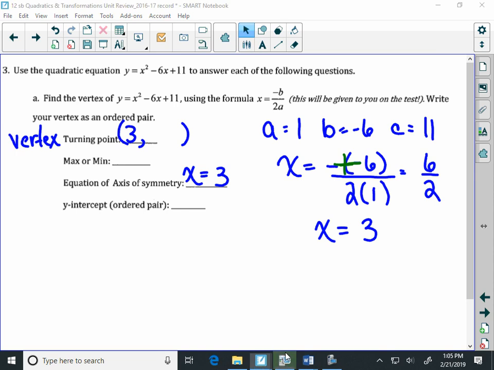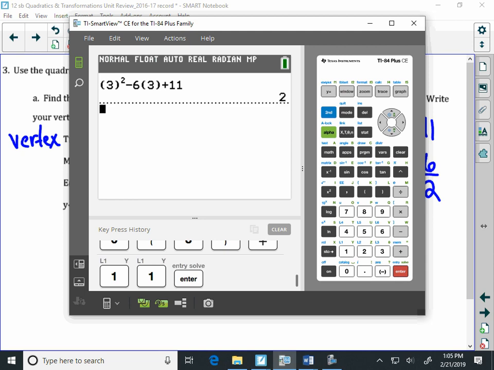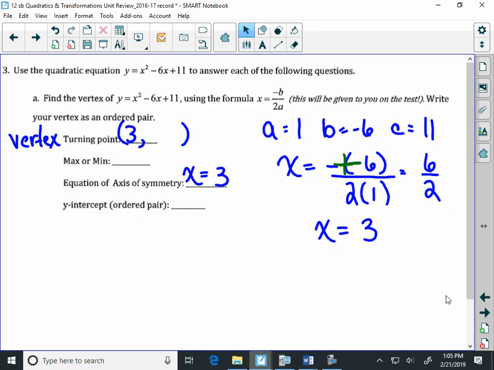So we pull out our calculator and we type in 3 squared minus 6 times 3. We're putting 3 in for x wherever we see it in the equation. Wherever we see x in the equation, you get 2. So our vertex is 3, 2.